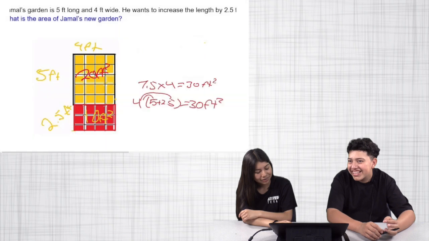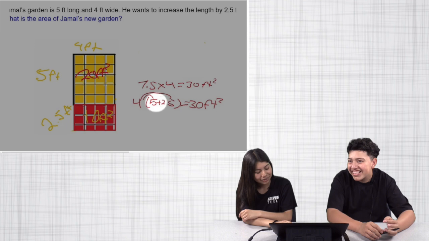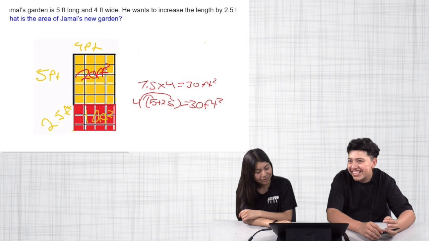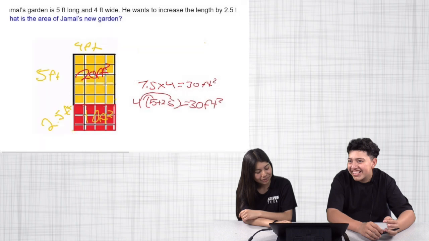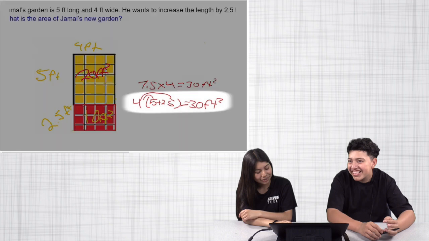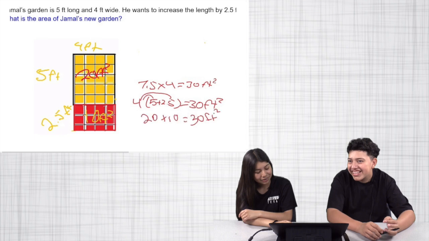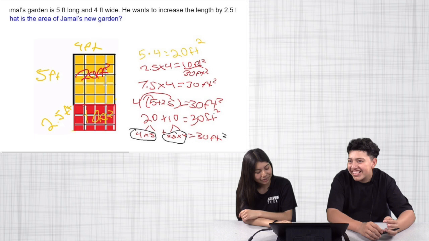Mauricio said that for their other equation, they got the 7.5 from taking the original piece of length and the new length of 2.5 and adding them to get 7.5. He said since the width stayed the same, they multiplied it by 4 and got 30. Like before, Mauricio and Emily expressed the area as 4 parentheses 5 plus 2.5. Then they distributed to get 20 plus 10. The last line showed the multiplication that they did to get 20 and 10: 4 times 5 and 2.5 times 4. All the expressions give the area of Jamal's new garden, 30 feet squared.